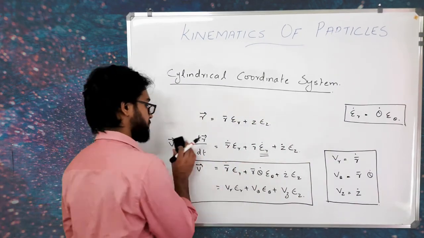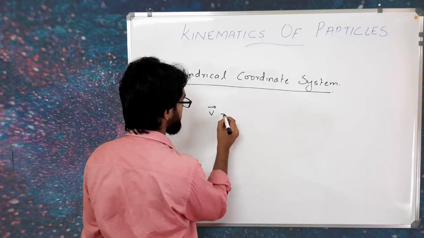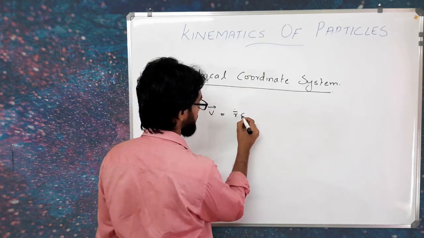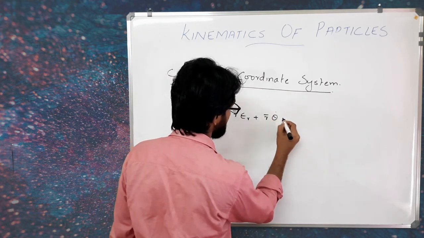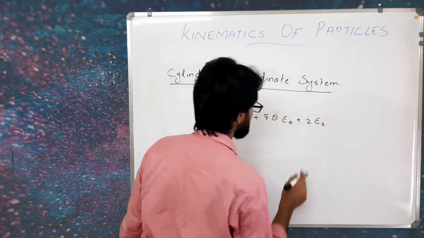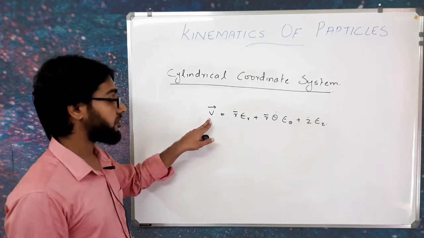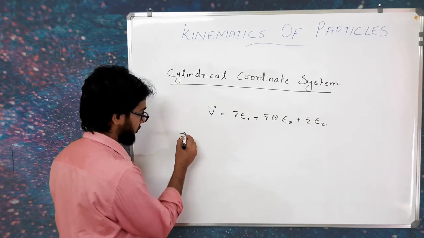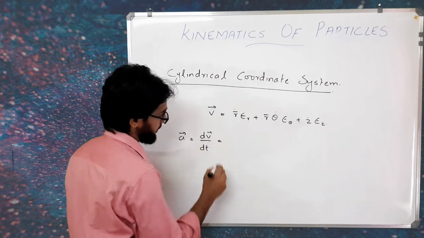Now let's move on. I write the velocity vector once again. V vector is equal to r' dot epsilon r plus r' theta dot epsilon theta plus z dot epsilon z. Now, if I differentiate the velocity vector with respect to time, I would get acceleration. So, A vector is equal to dV vector by dt.